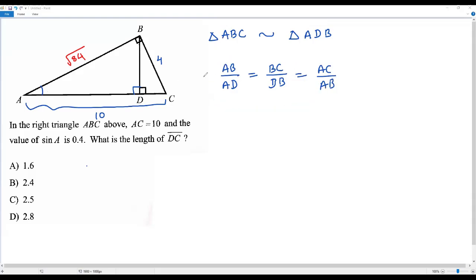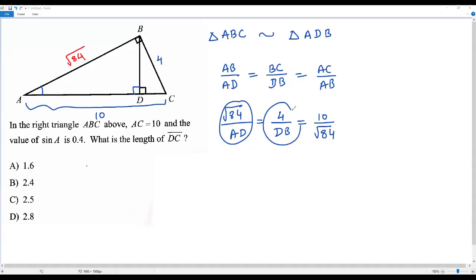Now let me plug in the lengths. For AB, just now we got it, that is square root of 84, we can plug in. And for AD, I do not know the length, let me keep this one as it is. For BC, I know the length, it's 4. And DB, I do not know the length, so we can write that one as it is. And for AC, we know the length, it's 10, that's given in the question itself. And for AB, we know the length, square root of 84. Here all three ratios are equal, so I can take any two of these three ratios.